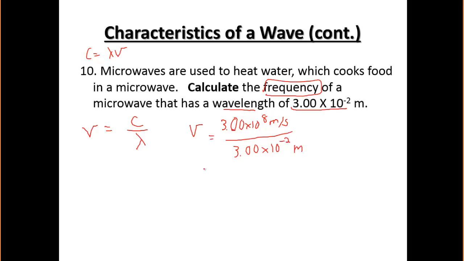And so when we solve this time, meters cancel meters, leaving us with a per second unit. 3.0 times 10 to the 8th divided by 3.0 times 10 to the negative 2. Make sure your calculator is coming up with this answer. You should get about 1 times 10 to the 10th. Our units for this could be per second, which would be acceptable, or we could use 1.0 times 10 to the 10th seconds to the minus 1, or you could even use the unit hertz in the end.